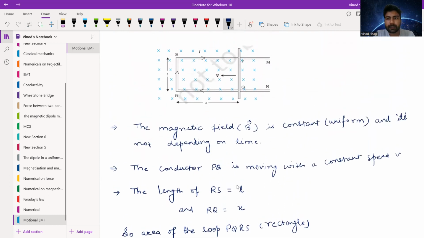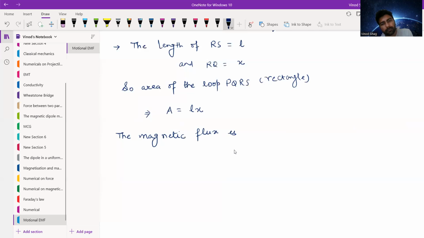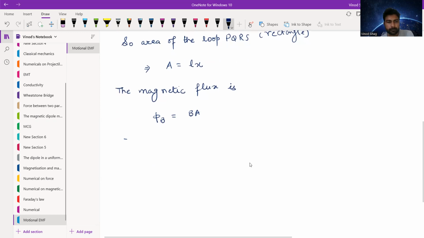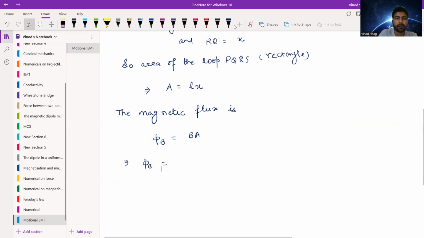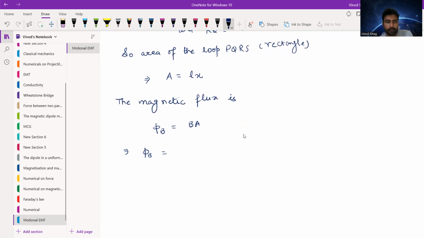And now we are going to see what is the direction. The direction of the magnetic field is into the page. So now what will be the magnetic flux? The magnetic flux is phi b equals B into A. The magnetic field is B and the area is Lx. So the equation will become BLX. So this is the magnetic flux here.